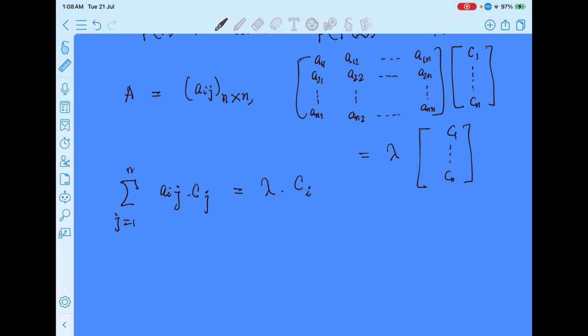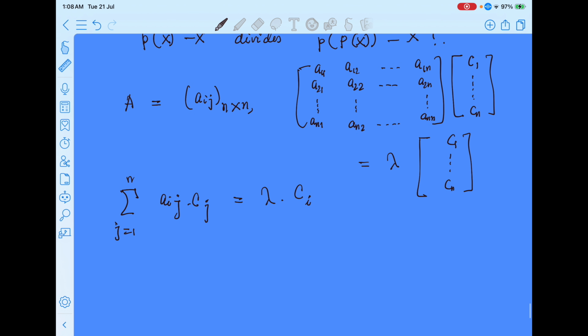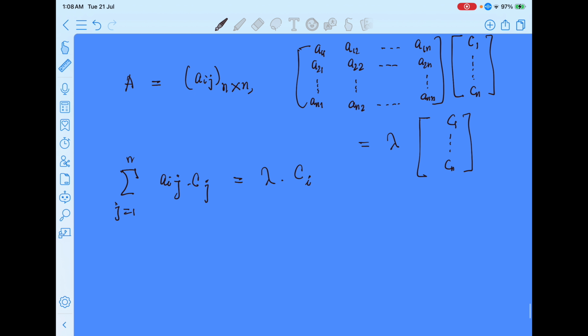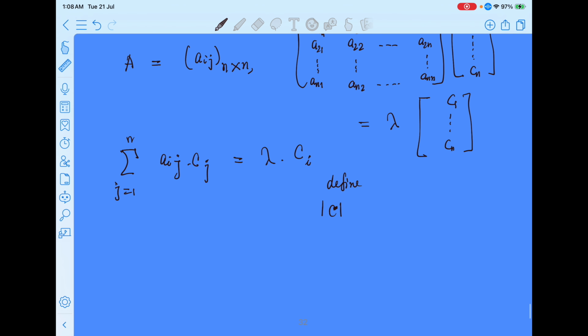Yeah, just do the second, i equal to, yeah, so this is lambda ci. Right? So define mod c max equal to the maximum of mod c1, mod c2, ..., mod cn.